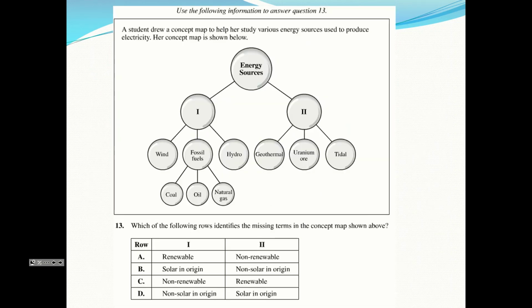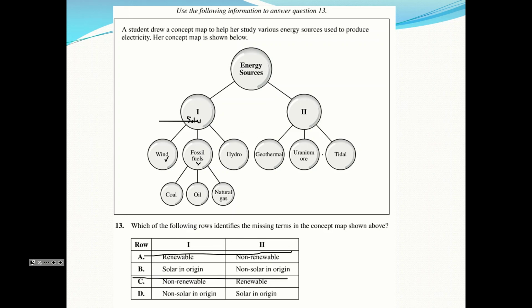Which of the following rows identifies the missing term? So we have to find what links these all together. Our options are solar or renewable. Wind is renewable, but fossil fuels aren't, so it's not going to be renewable and non-renewable. Wind gets its energy from the sun, fossil fuels from the sun, hydro from the sun, coal, oil, natural gas from the sun. These are all solar energy sources.